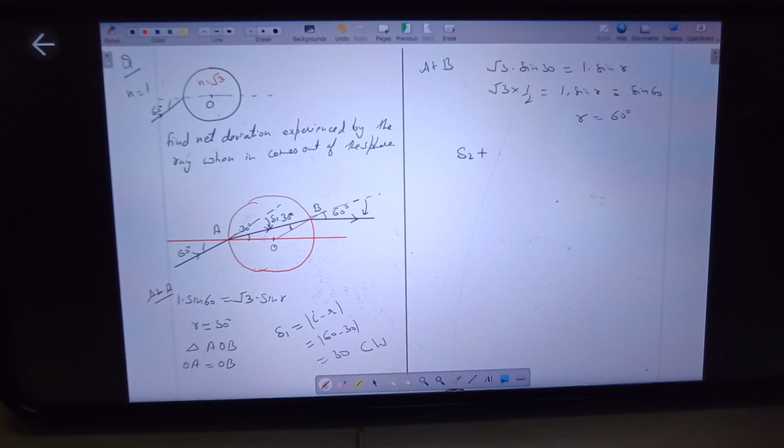And delta 2, which is happening at point B, will again be i minus r. So 30 minus 60, taking the mod value, that means 30, and the sense in which it is turning is again clockwise. Both are turning in the same sense, therefore net deviation will be delta 1 plus delta 2, that is 30 plus 30 equals 60 degrees clockwise. So finally we find that the ray has deviated by an angle of 60 degrees clockwise when it passes through this sphere. Is this point clear?